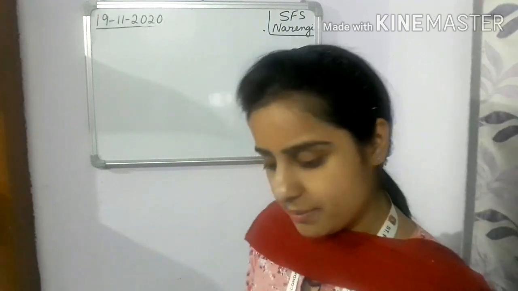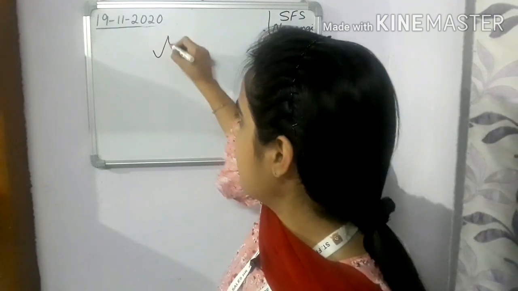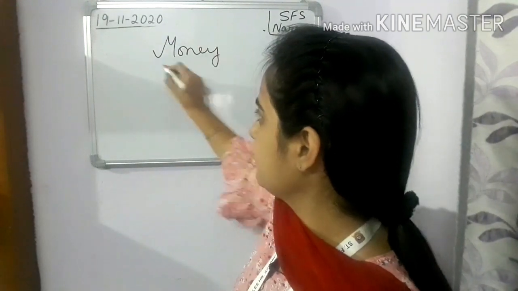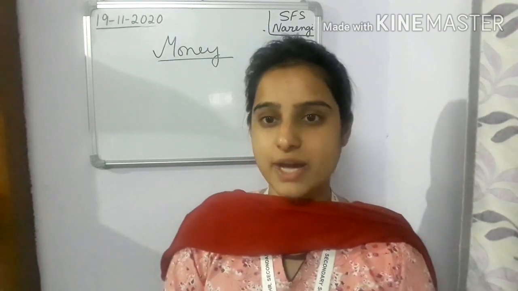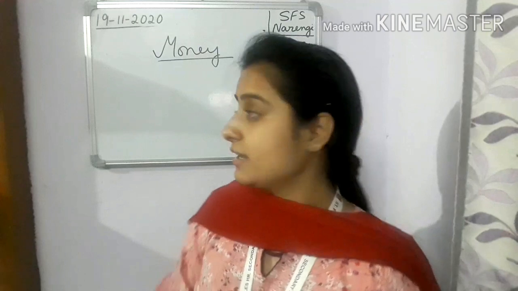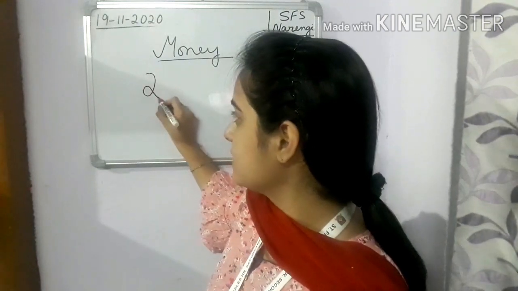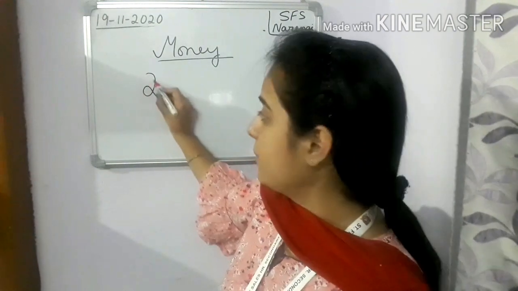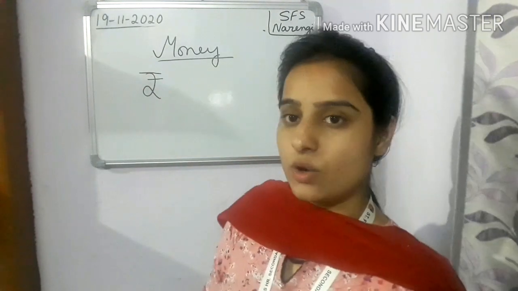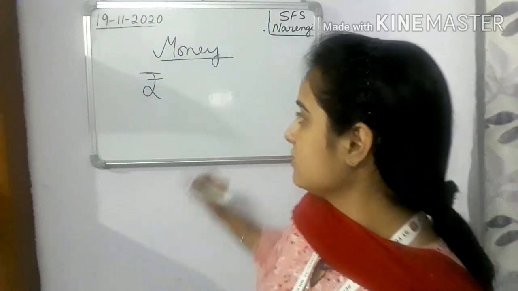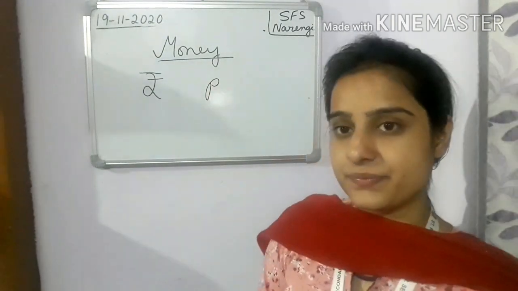We'll start with our new chapter, that is, children, money. Today we'll start with the new chapter, money. Okay, and you know what the Indian currency is, right? What is the Indian currency, children? Rupees. And rupees is written like a 2, but we pull down this and we put a small dash on the head. Okay, this is the rupees sign. And paise, P. Okay, so today we will start with your recall questions.